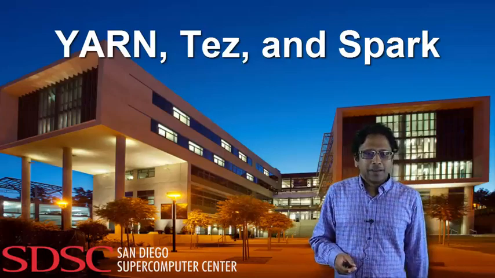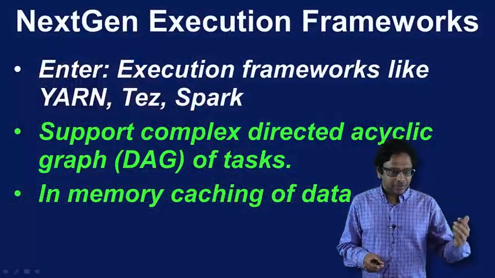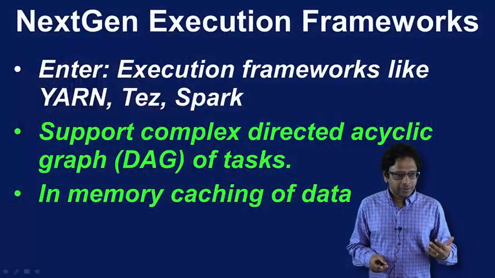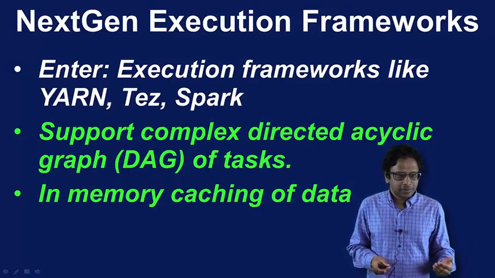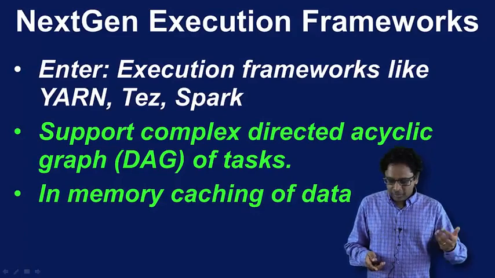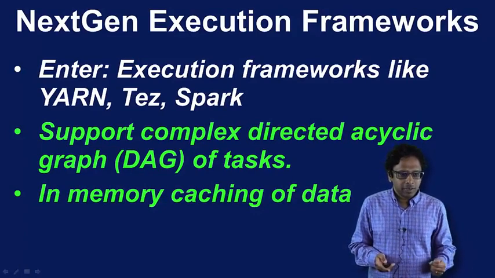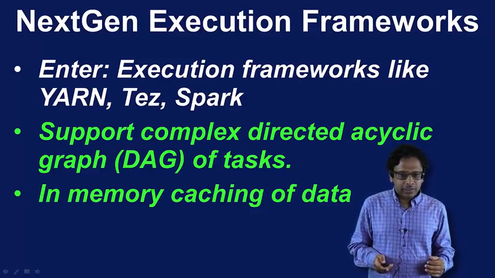So welcome back. We left off in the previous video talking about the newer execution frameworks like Yarn, Tez, and Spark, and how they let you do a more complex acyclic graph of tasks, and use advanced features like memory caching of data and things like that. So let's go a little bit more into detail.